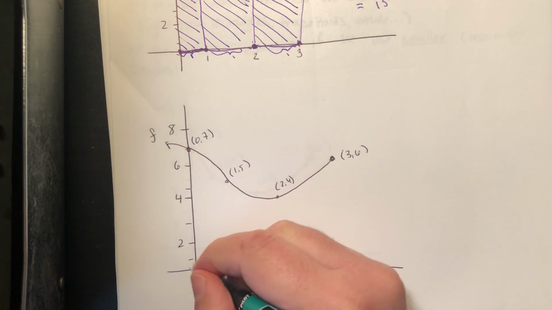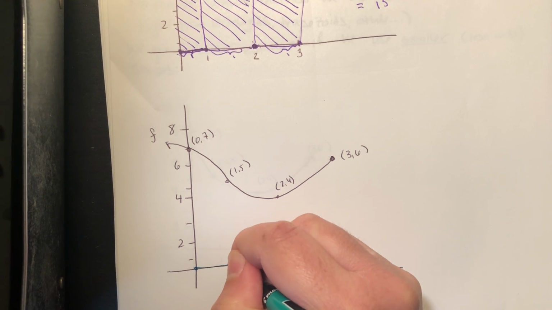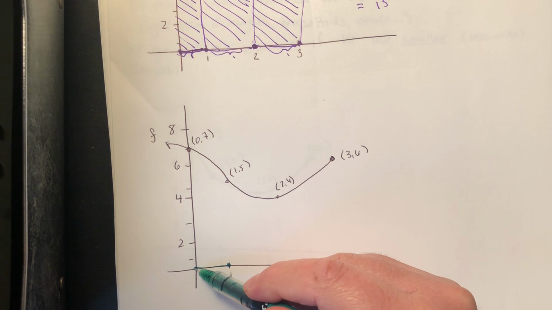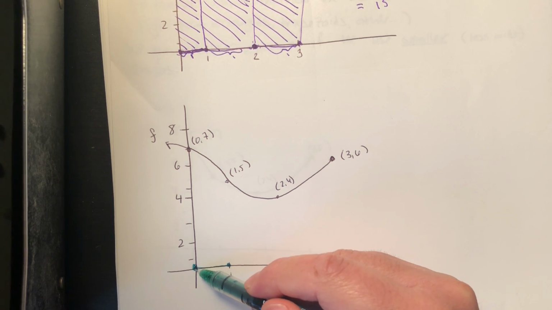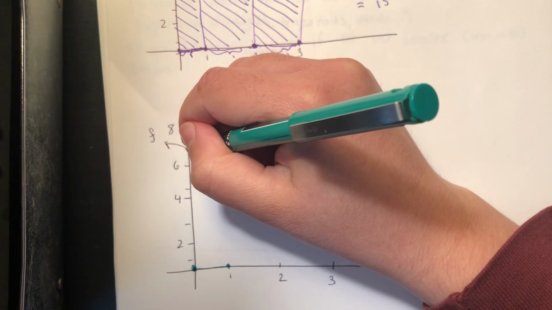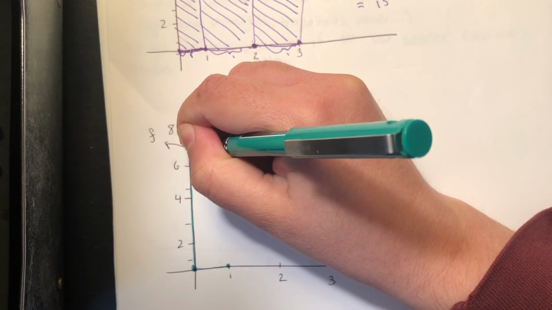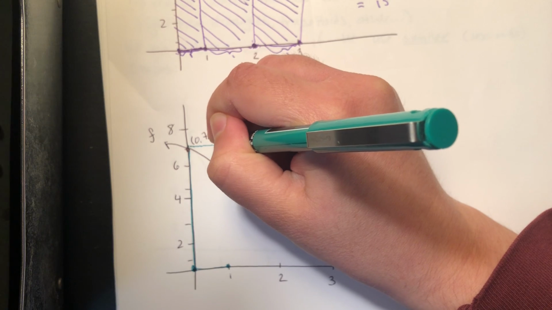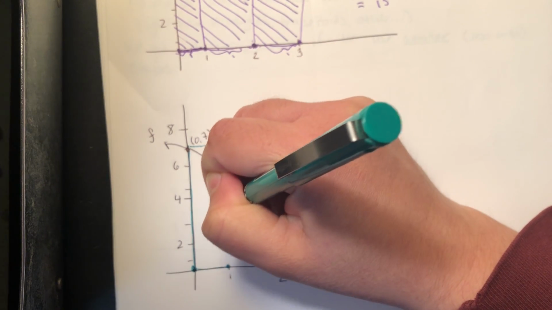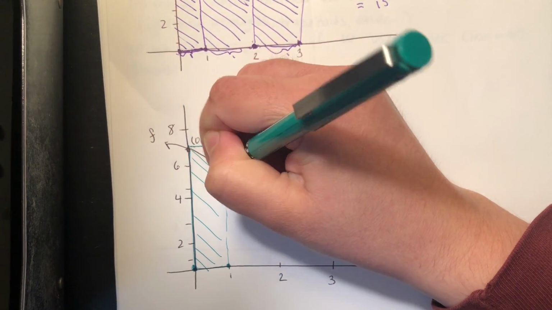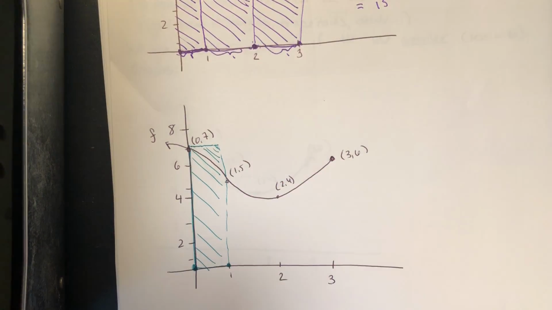So for this first interval from 0 to 1, instead of using the output at 1 to determine the height of the box, I'm going to use the left endpoint of the interval. So I'm going to use f of 0 to determine the height of my first box. So my first box is going to go all the way up to here. So I'm going to end up with this rectangle here. Okay, again, this is going to be an overestimate since I'm shading in a region that's above the curve.